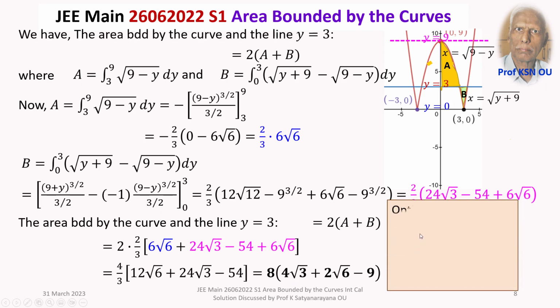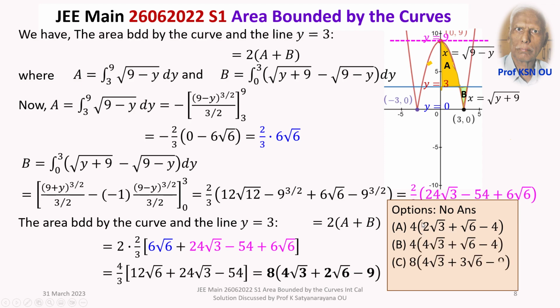Now let's look at our options. And we find none of these answers tally with our answer. So we do not find the correct option in the given answers. Now to save the question, we will revise these options, and we note that our answer is close to D, except that in the given options there is a root 6, but in our case it is 2 root 6. I hope that there is a typographical error in this D.